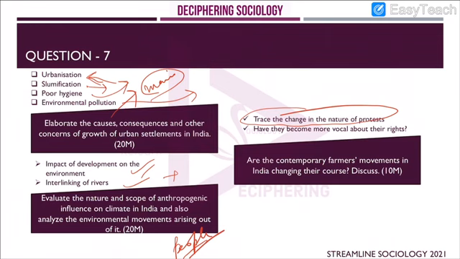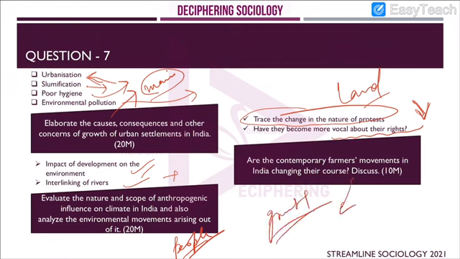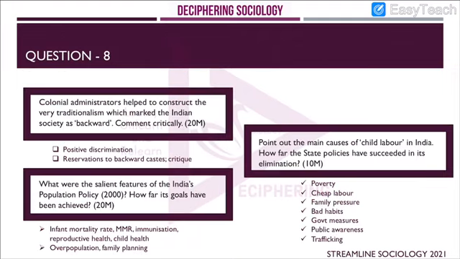The next question is on farmers' movements. Here, we were to trace the change in the nature of protest. We have many sociologists, for example, Kathleen Gough. They have been studying land reforms, agrarian unrest, agrarian movements, agrarian transformation, and how in today's times farmers have become more aware, more vigilant, more vocal about their rights. All these have to be included in tracing the growth of the farmers' movement.